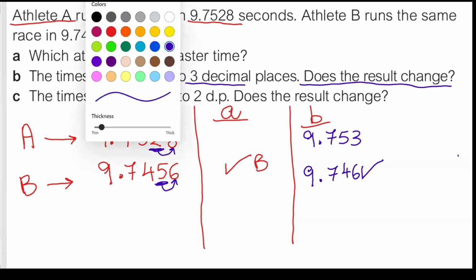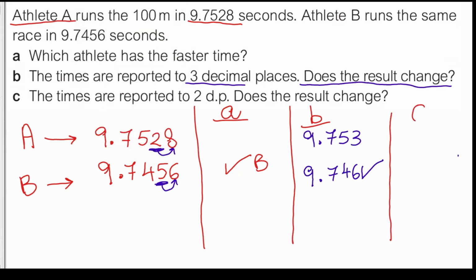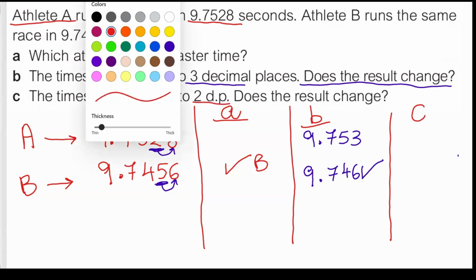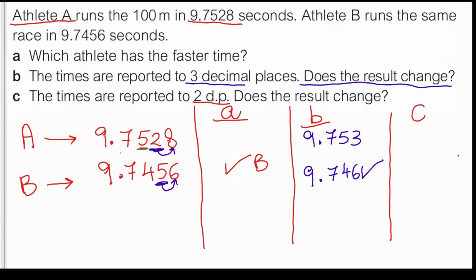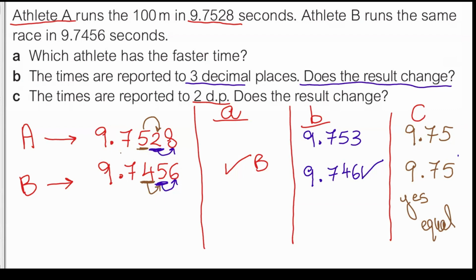Now, let's move on and look at C. If the time was reported to 2 decimal places, the 5 knocks on the 2, it stays the same, so you have 9.75. The 4 knocks on the 5, it adds 1, so you have 9.75. And does the result change? Yes, they will be equal. So you see, rounding to different decimal places may change your answer.